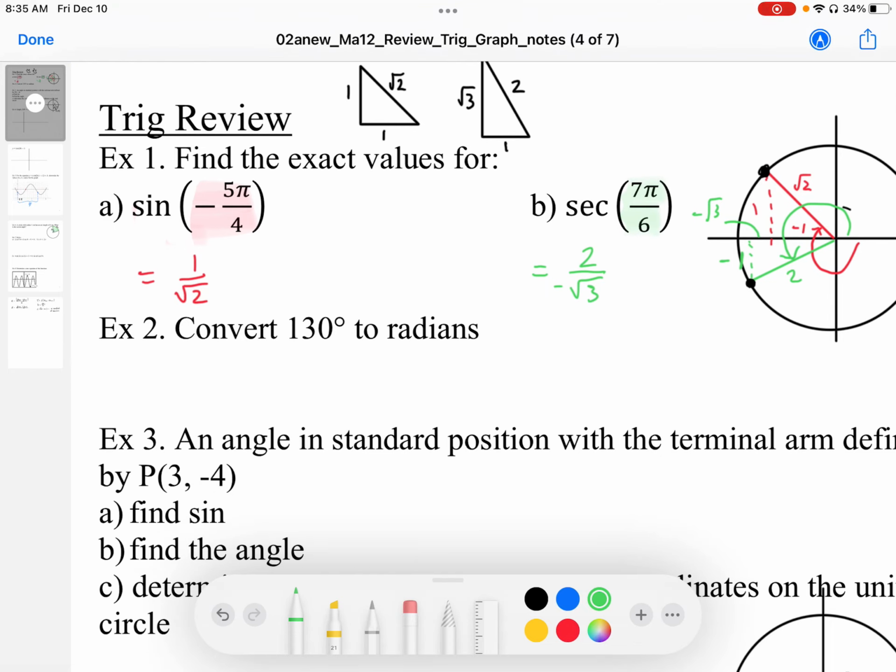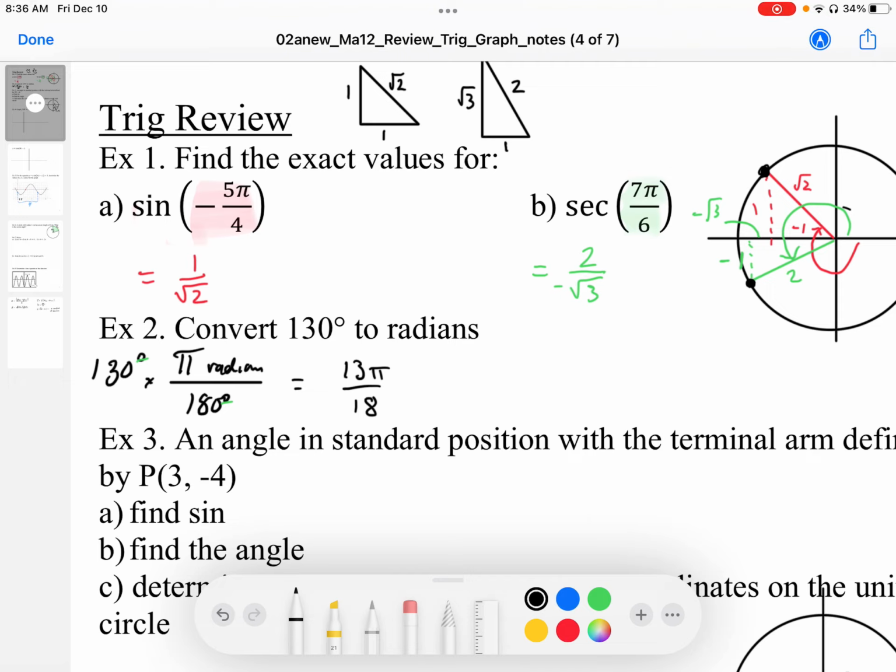For converting 130 degrees into radians, we need to use our conversion factor. So the conversion factor is pi radians for 180 degrees. We can just use this as a multiplier and go 130 degrees times that, and we can see that the degrees are going to cancel out here. And we're going to end up with 13 pi over 18.